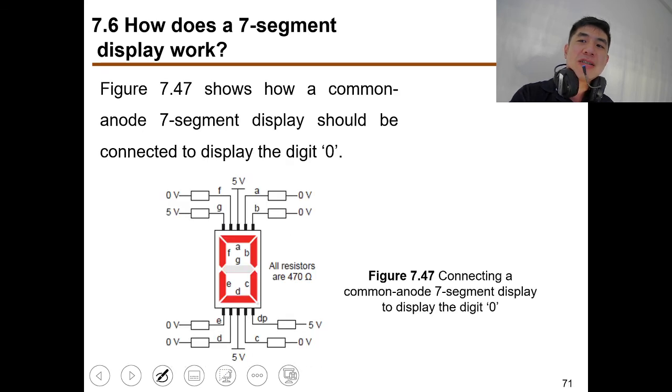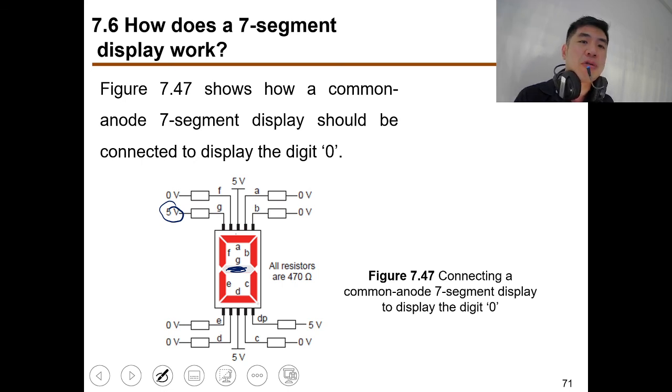Here is the same thing. It shows you how to display the digit 0. This is 0 volt, this is 5 volt, common anode. In order to turn off this G, you must put 5 volt here. So 5 volt versus 5 volt, there will be no voltage drop. So this G here won't turn on. There's no current.